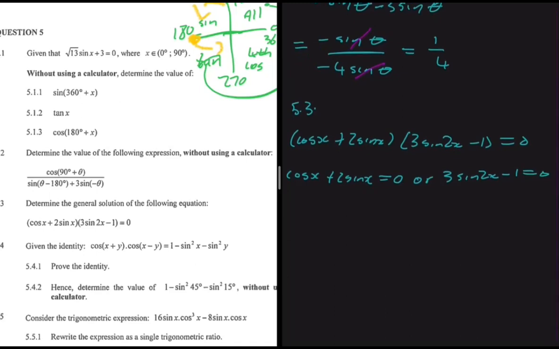If we take 2 sine of x to the right hand side, then we can divide both sides by cos of x and end up getting tan. So if we do that, we're going to get cos of x being equal to minus 2 sine of x. If we divide both sides by cos, we're going to get 1 being equal to minus 2 sine of x divided by cos of x. That will be tan of x. So minus 1 divided by 2 is equal to tan of x.